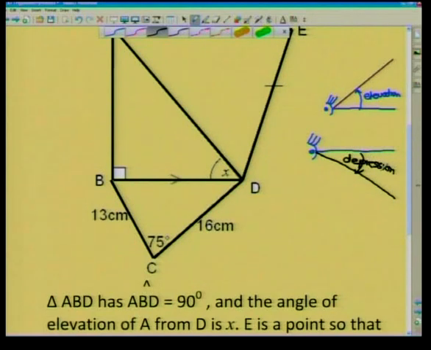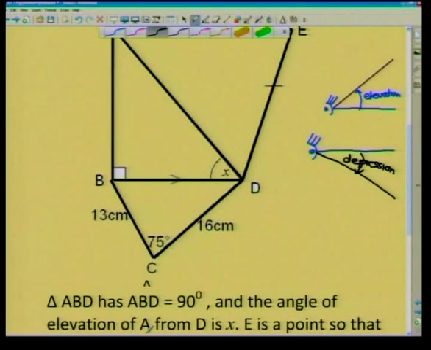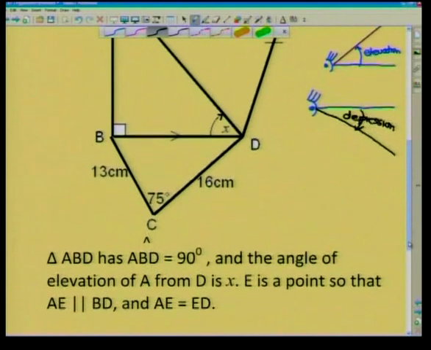So I think it's quite easy to think about it. Elevation would mean you're looking upwards. Depression would mean you're looking downwards. Okay, so when they say to you, the angle of elevation of A from D is X, you can see from D, there's your little eye positioned there, and as you look upwards, there's your X. So that would be the measurement there. They've drawn it in on the drawing already for you, so it's not too problematic.